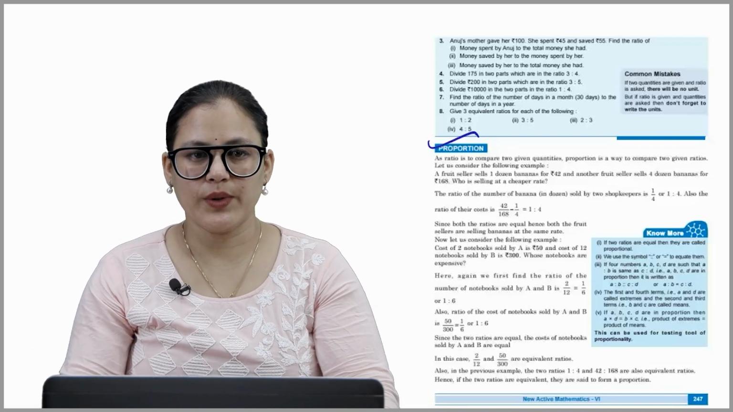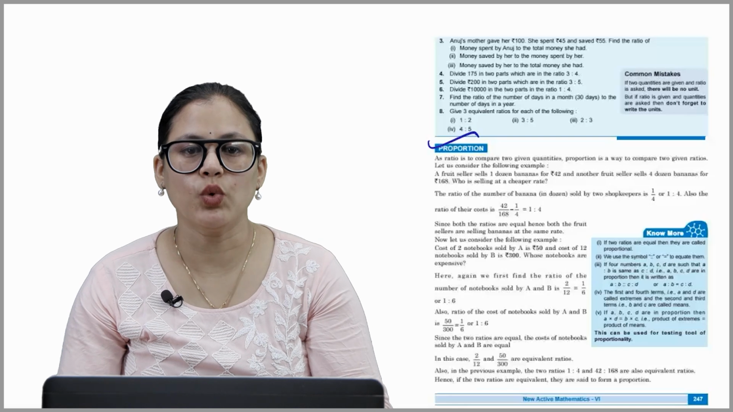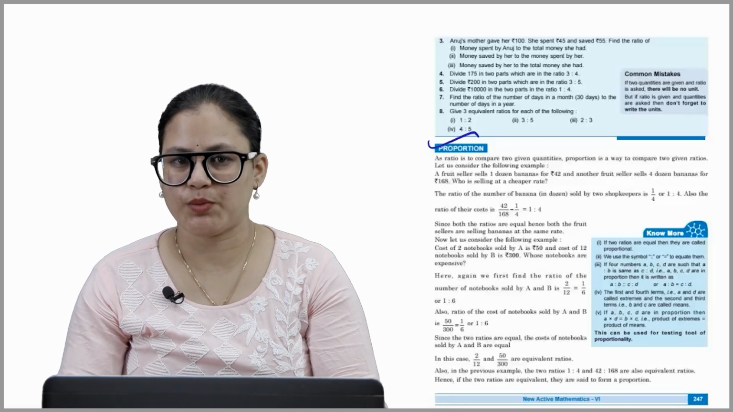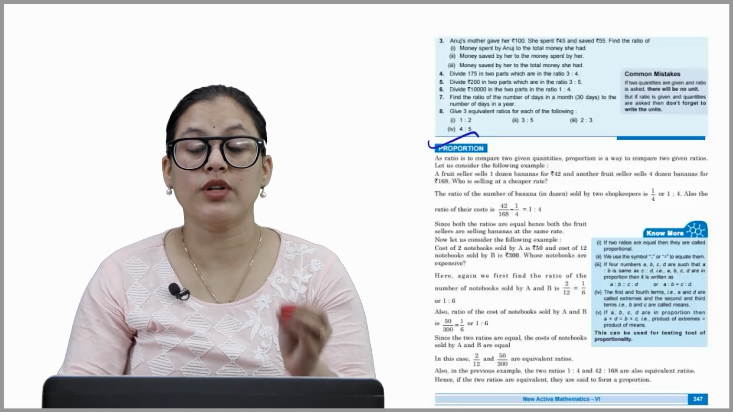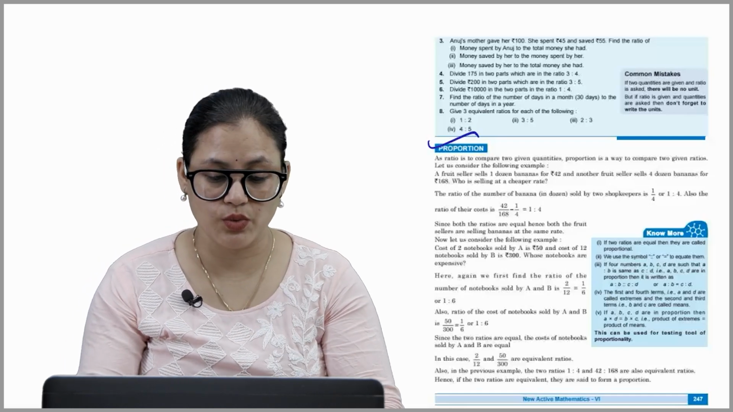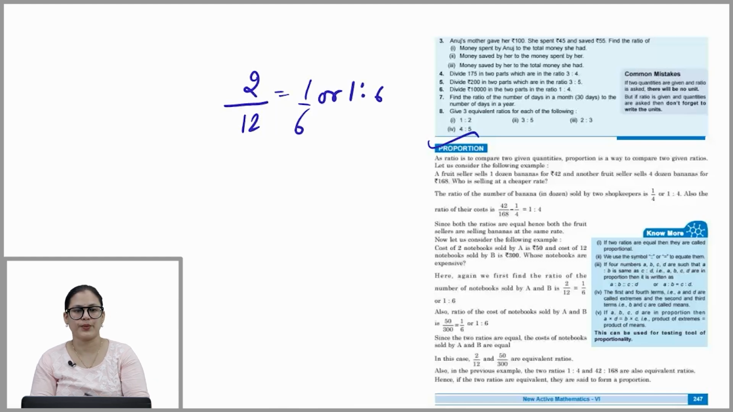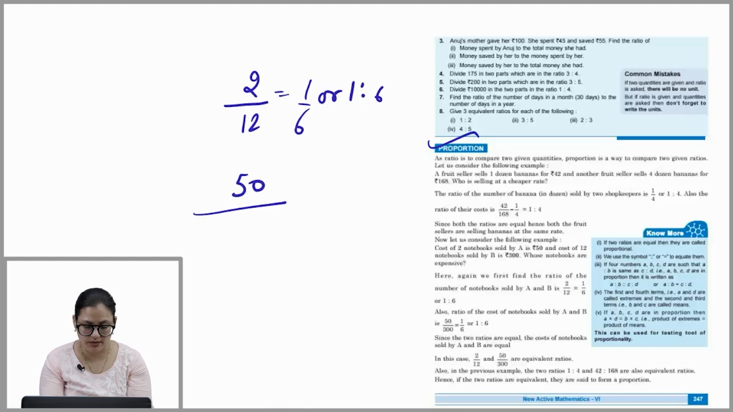Now let us consider the following example. The cost of 2 notebooks sold by A is rupees 50 and the cost of 12 notebooks sold by B is rupees 300. Whose notebooks are expensive? Here again we first find the ratio of the number of notebooks sold by A and B. The number of notebooks sold by A is 2 and by B is 12, so we get 1/6 or 1:6 as the ratio. Also, the ratio of the cost of notebooks sold by A and B is 50/300, that is 1/6, or 1:6.